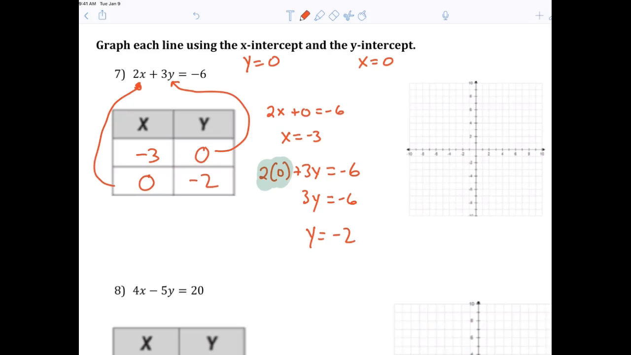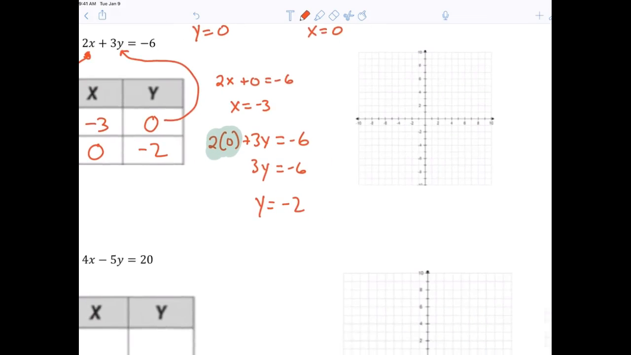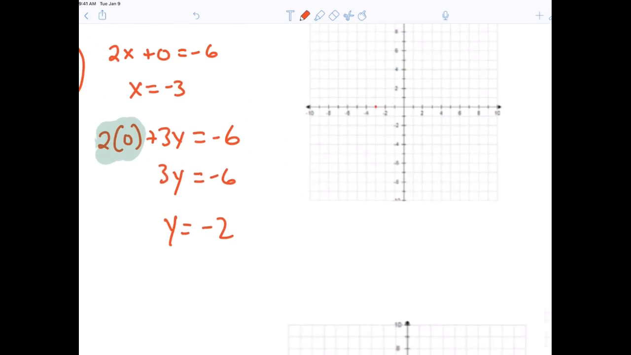So now you have to be careful. You have to graph negative 3, 0. Then you have to graph 0, negative 2. And then you have the line. Everybody okay with that?